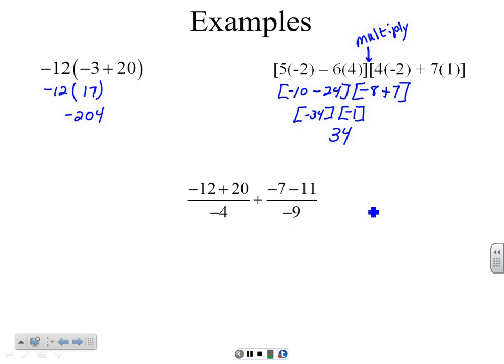So on the left hand side we have negative 12 plus 20, which is going to be 8 divided by negative 4. 8 divided by negative 4 is going to be a negative 2, plus negative 7 and 11 is going to be a negative 18 divided by negative 9, which is going to be a positive 2, and then negative 2 and positive 2 will give us 0.